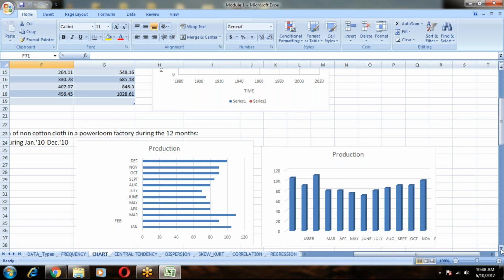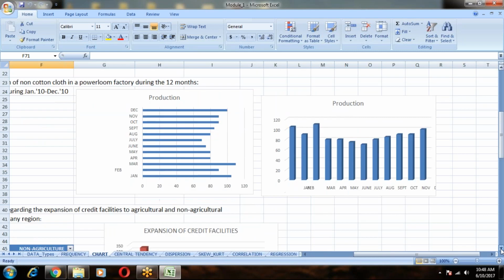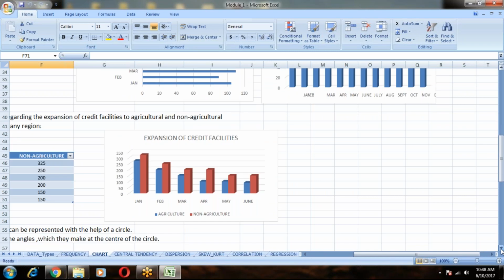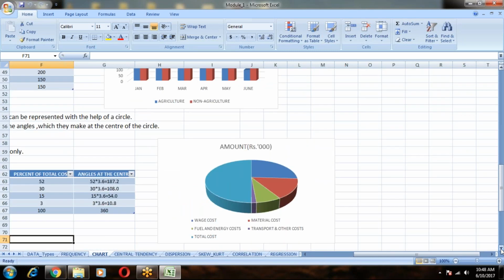Okay, now another one. Right. So can you tell me when do we use this pie chart, guys? Pie chart, percentage. Okay, percentage or proportion, right? Great.